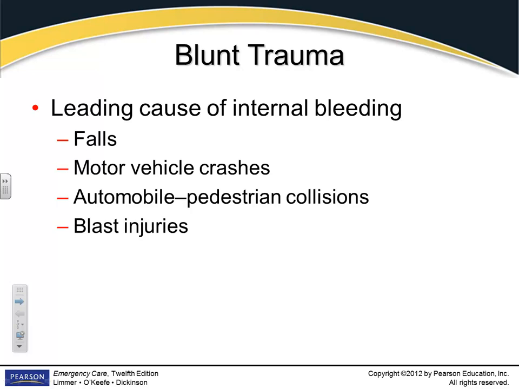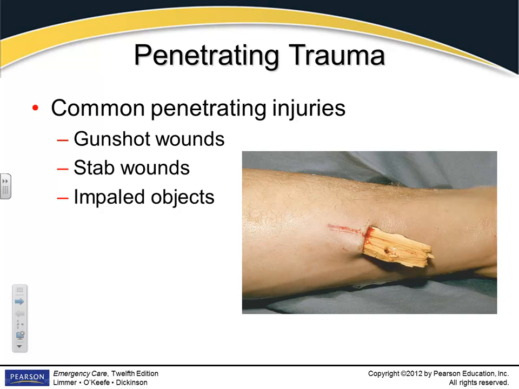Now, when blunt trauma happens, usually the skin is not broken. And you can have a severe injury under the skin. You usually see a lot of contusions and stuff. But usually the skin is not broken. Whereas penetrating trauma, something has actually gone in.